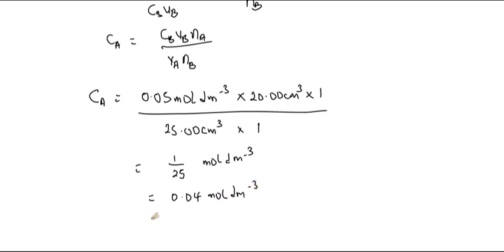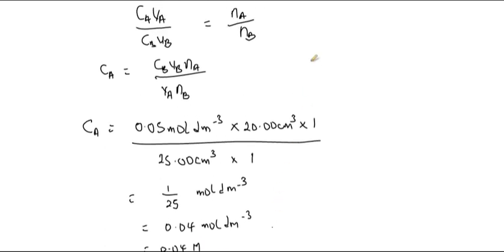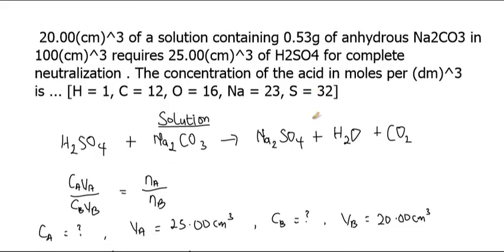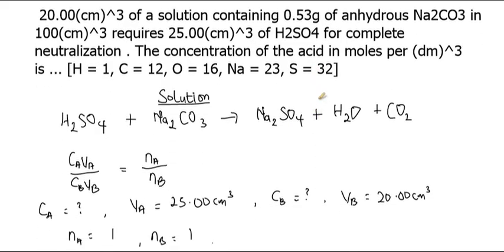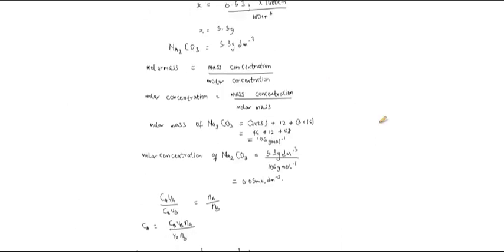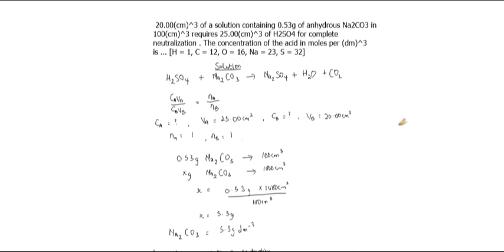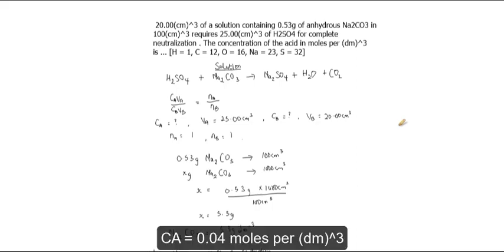And this can also be written as 0.04 molar. So that answers the question. Here we've gotten the answer to the question. We can see that the concentration of the acid in moles per dm³ is 0.04 moles per dm³. And that will be all on that.